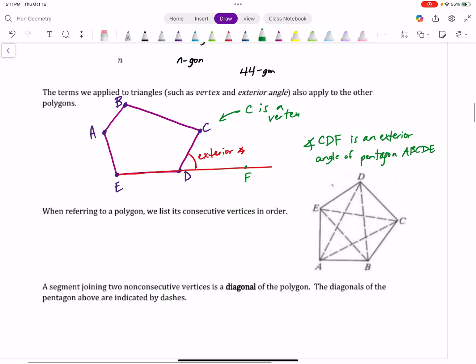Okay. So when referring to the polygon, all right. Can you tell it's been a while since I did these notes? I haven't taught this class since 2021.